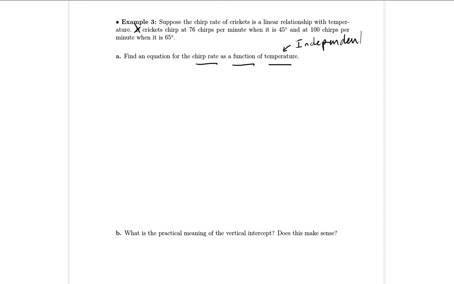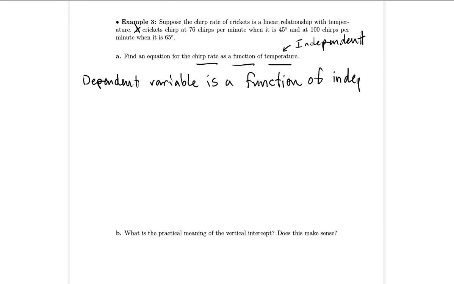So watch out for that kind of wording. Oops, independent. Another way to put it even more generally is I could say this: the dependent variable is a function of, just generally here, the independent variable. So anytime you see that language, you know what to make what.